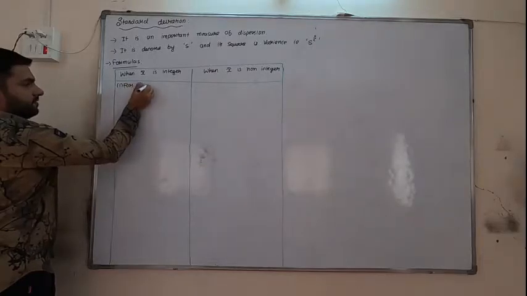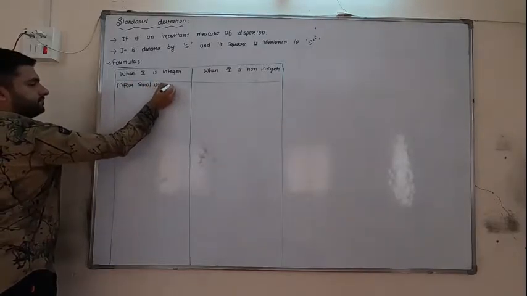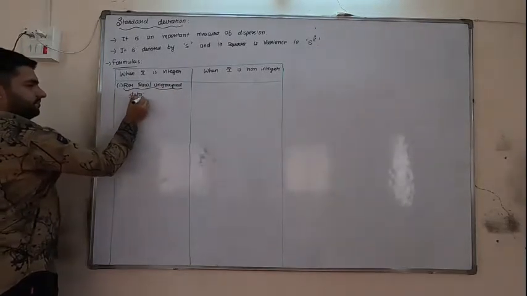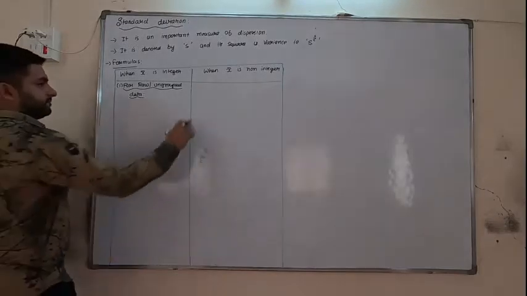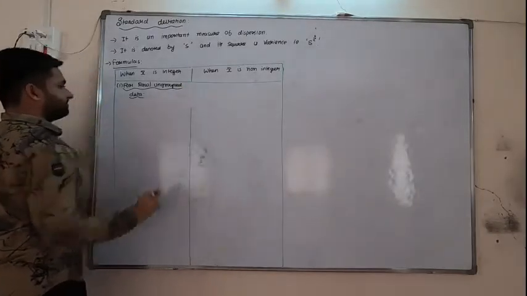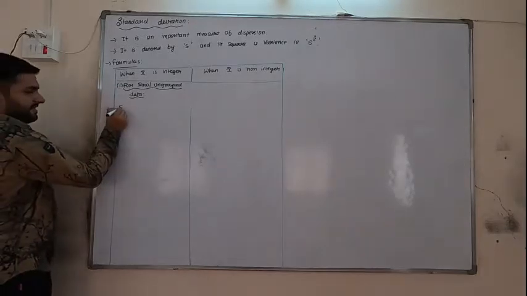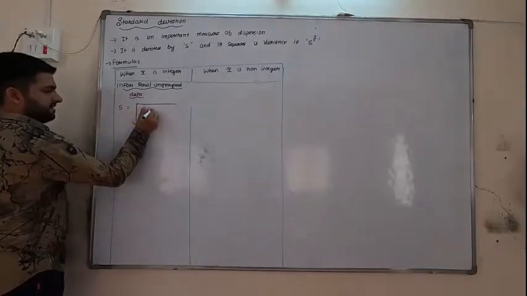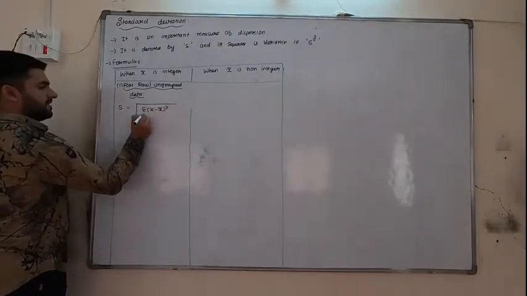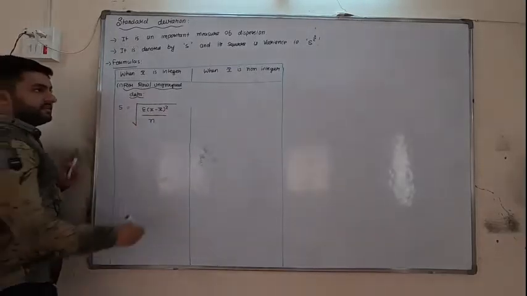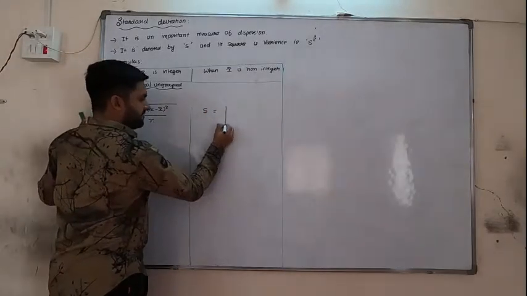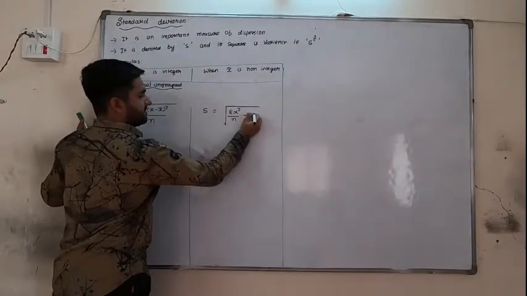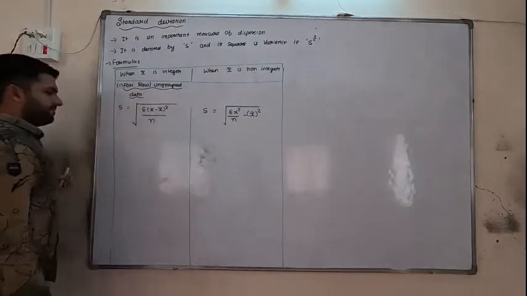First is for raw or ungrouped data. The heading will be the same for both. Standard deviation s is the square root of sigma x minus x bar square upon n. And if x bar is a non-integer, then s is equal to the square root of sigma x square by n minus x bar square.